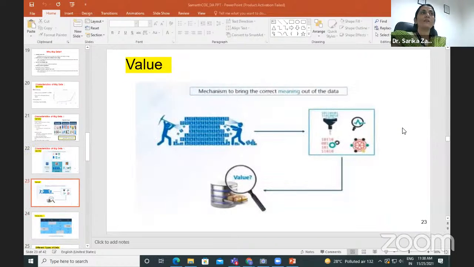Then value. Now variety is there, volume is there, but value matters a lot. Whatever value we are getting, is it a correct value? Is it in the correct format? And does it have some sense or meaning as far as my business is concerned? That is the important parameter, and here the data analyst has to work. He has to find out, since volume is there and variety is there, the value, or extract what exactly my business needs.